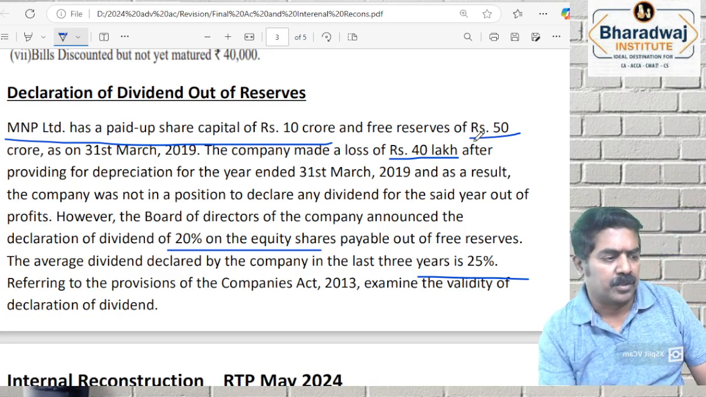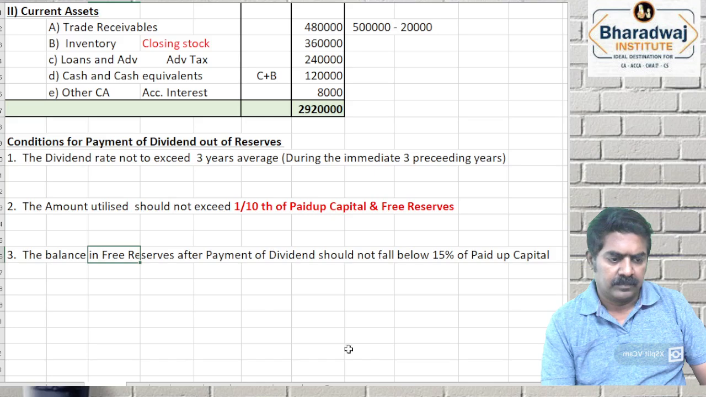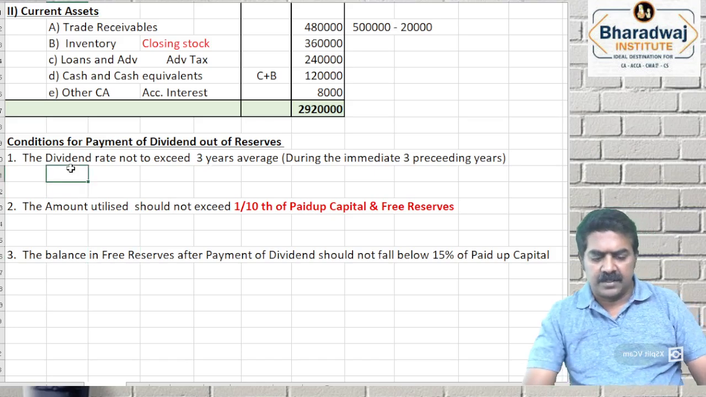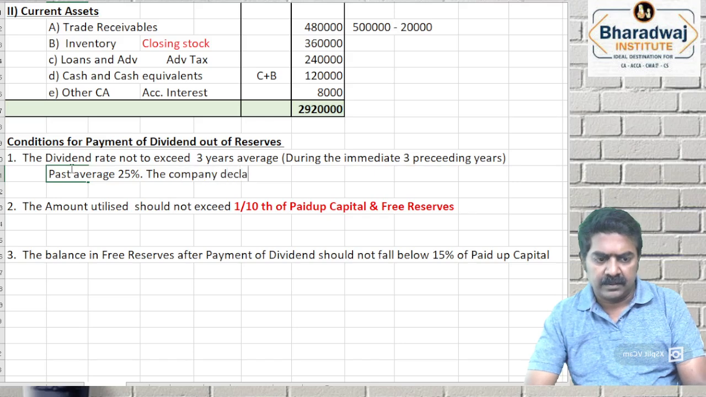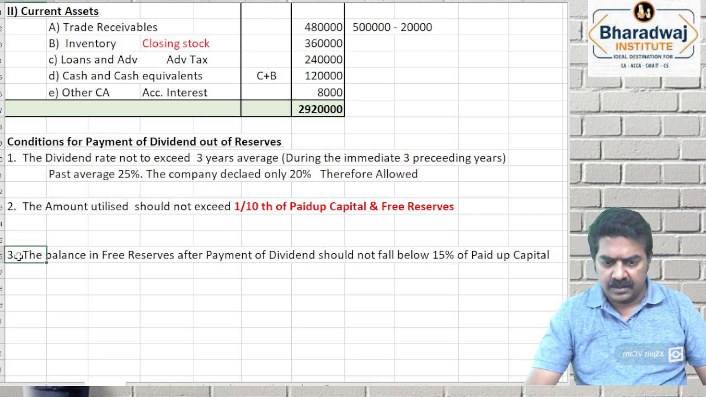How much does the company want to pay? So the past average is how much is given? The company declared only how much percentage? 20%. Therefore, allowed as per the first condition. Second condition.